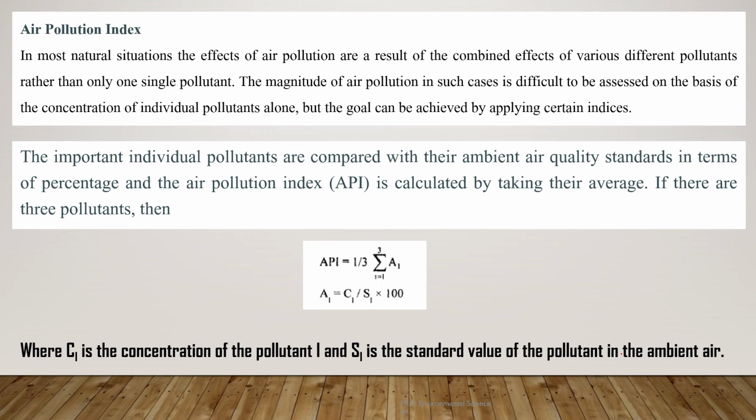Example of environmental media quality index method: air pollution index. It is a useful tool for assessing the overall magnitude of air pollution, considering the combined effects of various pollutants rather than individual pollutants in isolation. This approach simplifies the complex interactions and cumulative impacts of multiple pollutants into a single, easy to understand index.